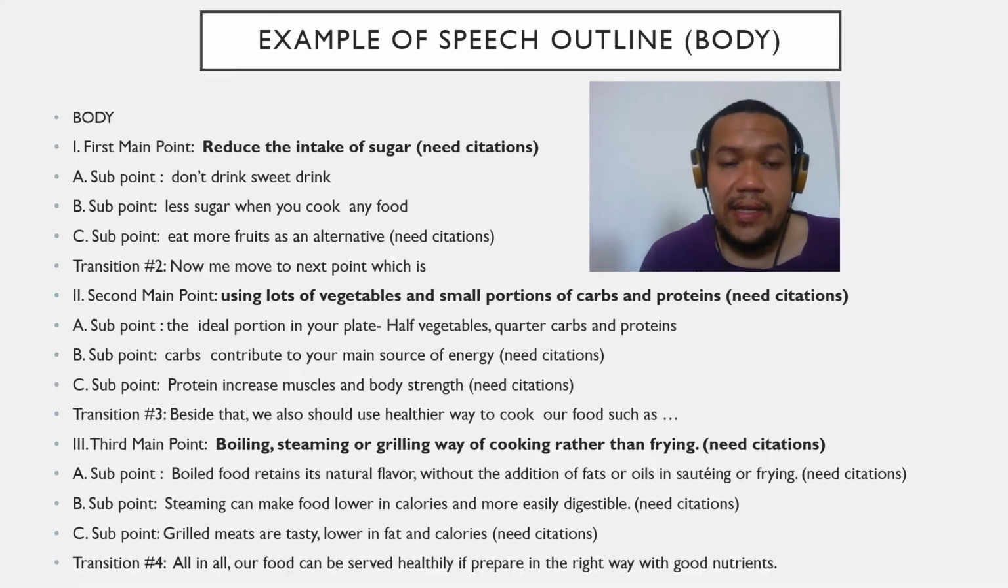And then lastly, you write about transition 4. Okay, all in all, our food can be served healthily if prepared in the right way with good nutrients. This transition basically tries to conclude everything: main point 1, main point 2, and main point 3. I think this is one of the best ways to write the last transition before you enter the conclusion.